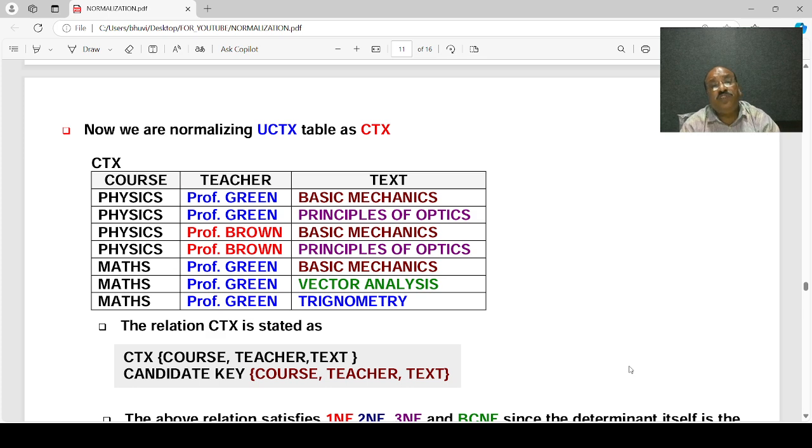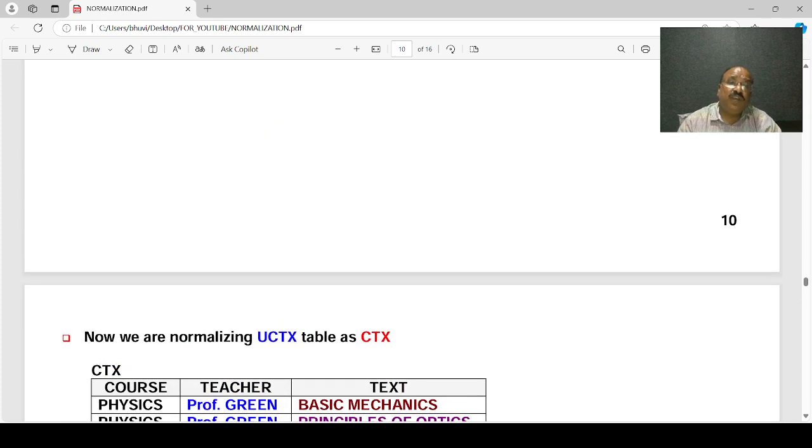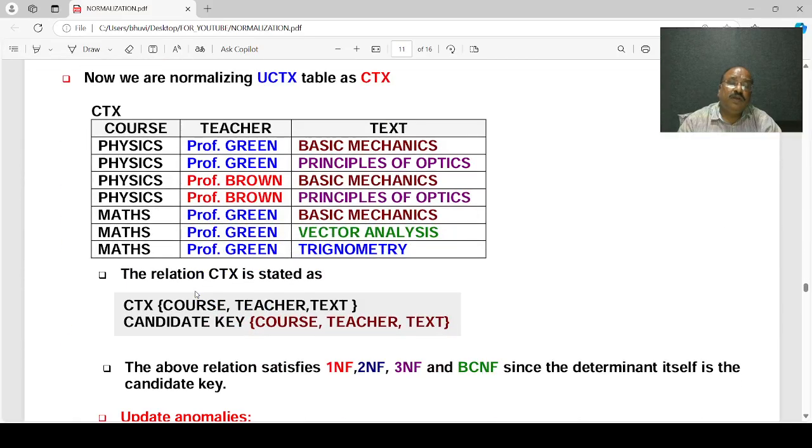A table is said to be in fourth normal form if and only if it ensures both FDs and multi-value dependencies. In this case, we are able to identify the multi-value dependencies, but we are not able to identify the functional dependencies. So the table CTX doesn't enforce fourth normal form. In order to enforce fourth normal form, we have to interpret both multi-value dependencies and functional dependencies. In this case, we are able to identify the multi-value dependencies, but we failed to infer the FDs. So the relation CTX is not in 4NF. Thank you.